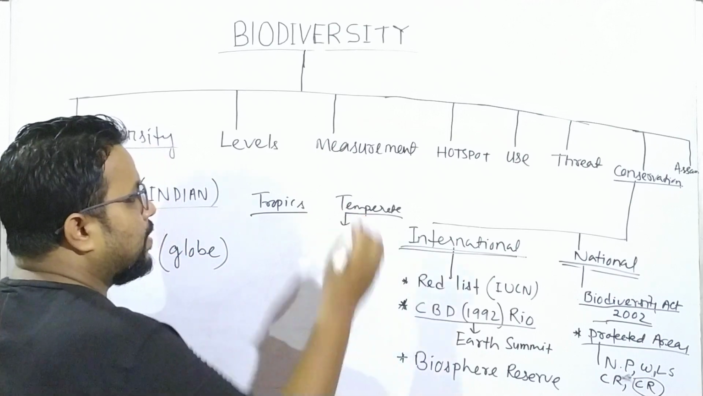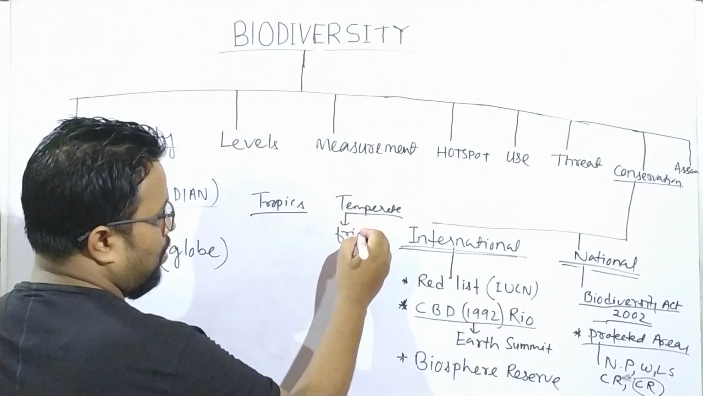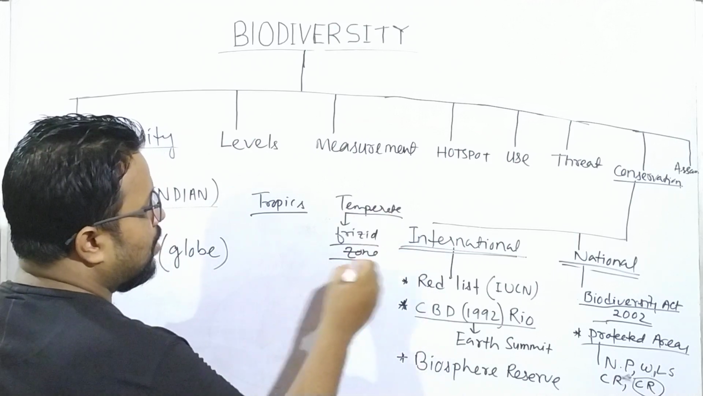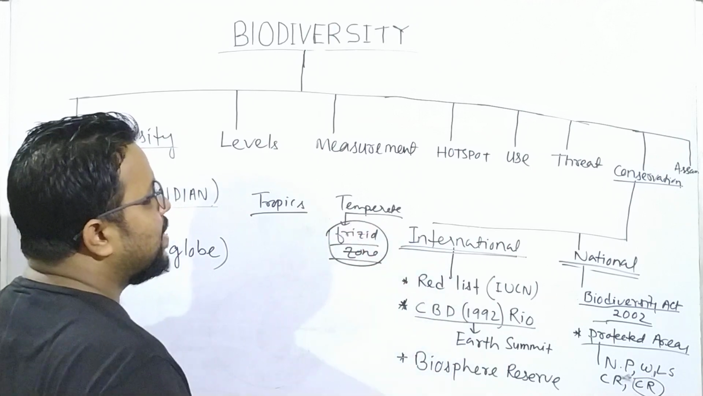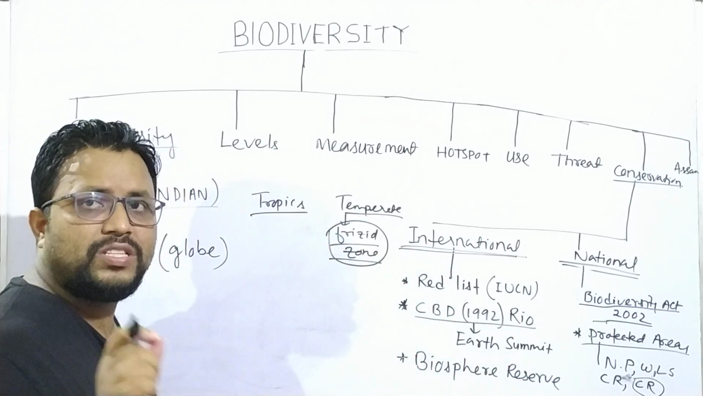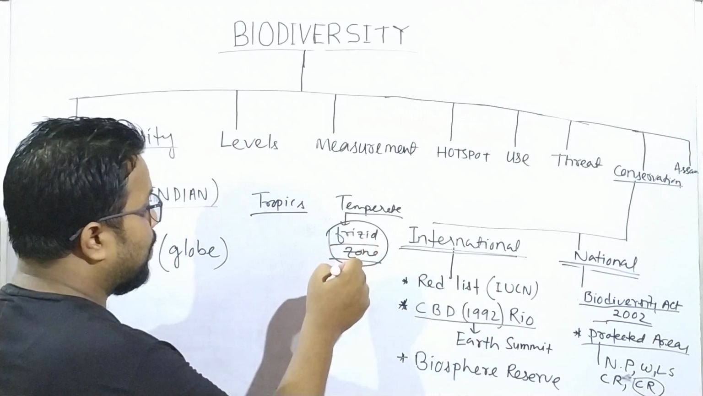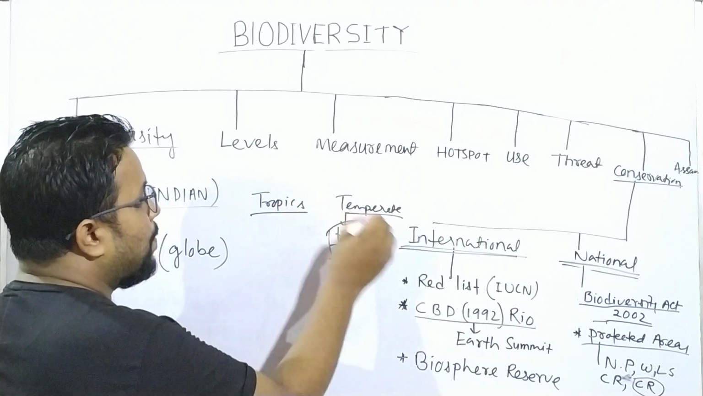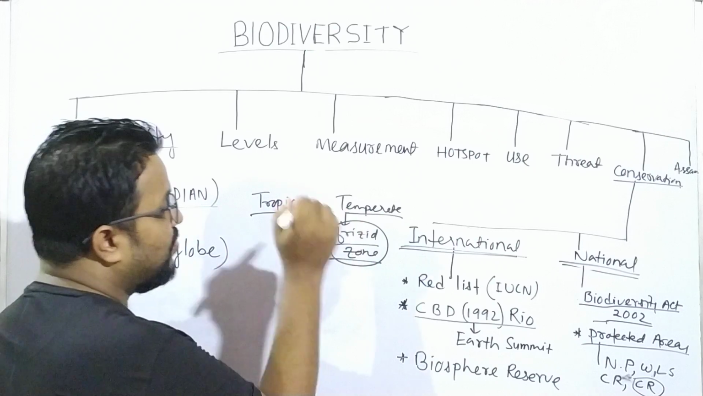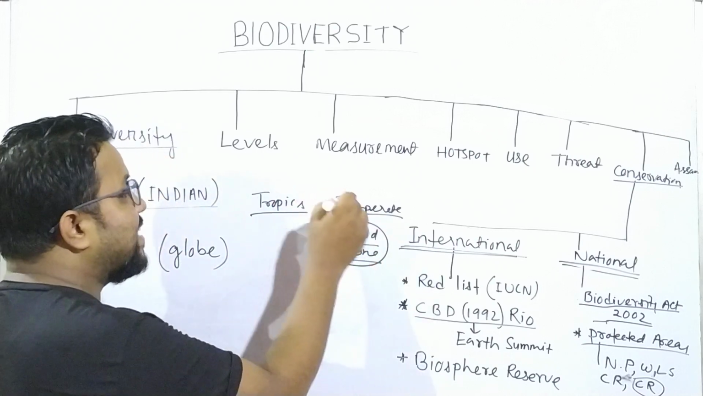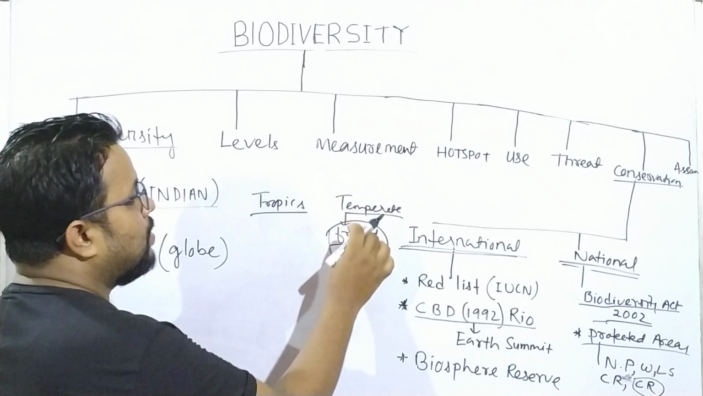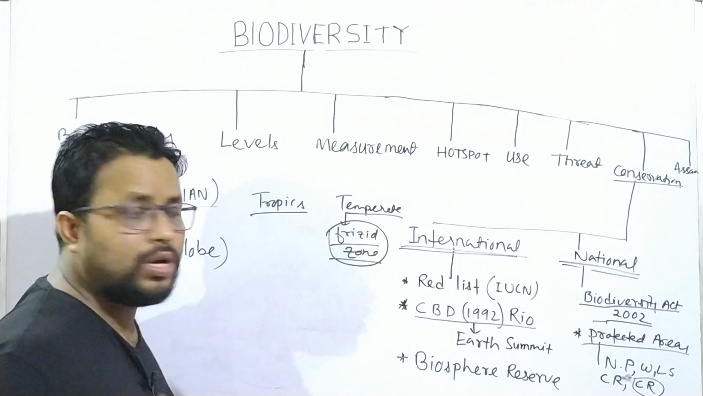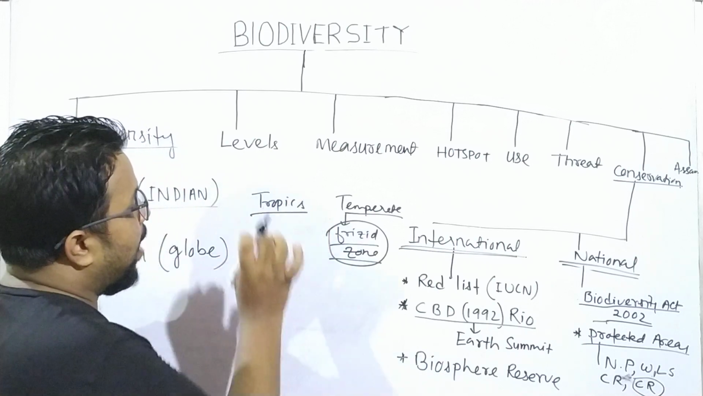Historically, if we see, the temperate region is considered a frigid zone. So in the frigid zone, obviously biodiversity is minimum. If we compare the tropics and the temperate region, the temperate region is historically considered a frigid zone, because of which its biodiversity is less. But the tropics doesn't fall under the frigid zone. So at the tropics, biodiversity is maximum.